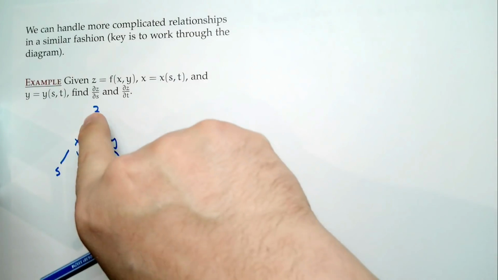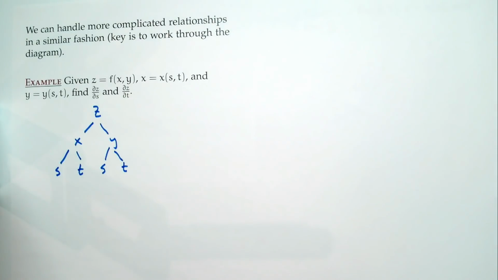Why am I using the partial notation and not the d notation? It's multivariable. What does z really depend on now? S and t. So it's whatever's at the bottom. That's what it depends on. All right, so if you learn to read the diagram, it's actually not too bad.